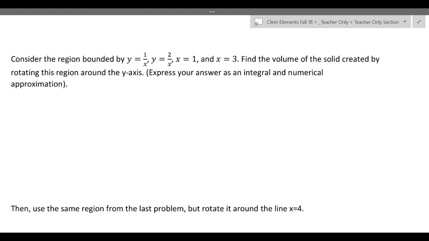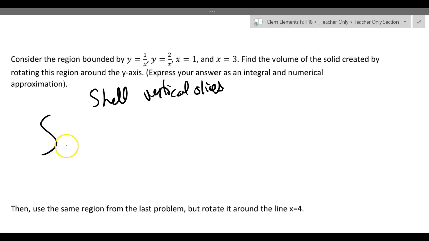So this one will just be a shell with vertical slices. And again, that's just looking at the picture here, because I'm going around the y-axis, right? So let's see, it'd be from 1 to 3. It's 2 pi, and the radius is just the distance from the y-axis to any of the slices, which for this would just be x. That's the x distance. And then the height is going to be the top minus bottom, which would be 2 over x minus 1 over x.